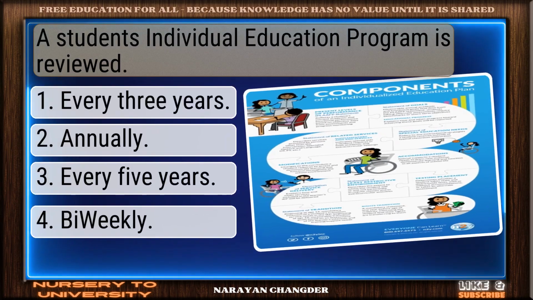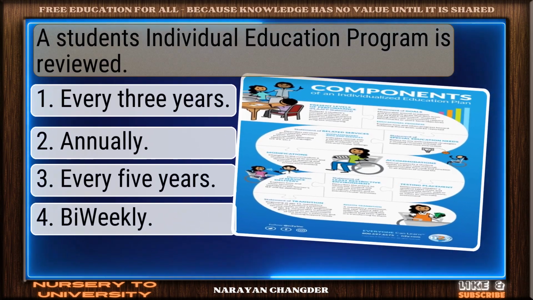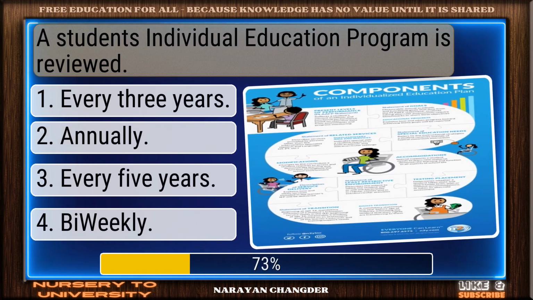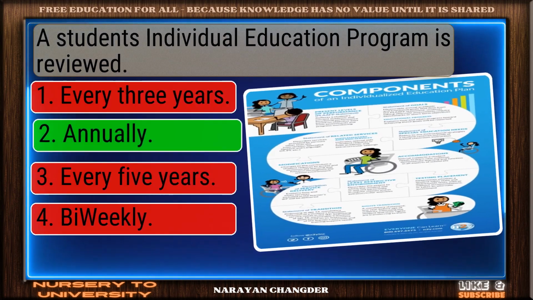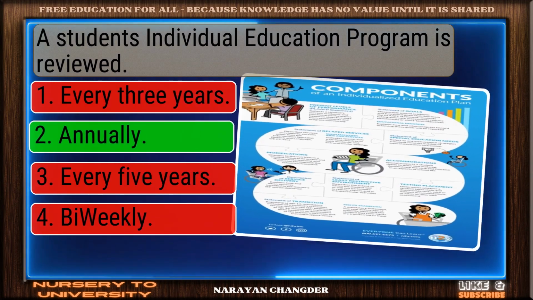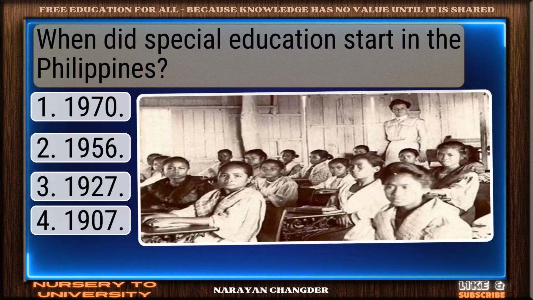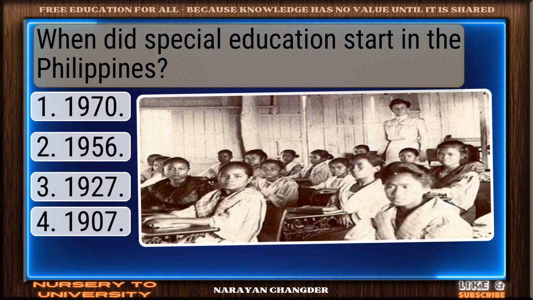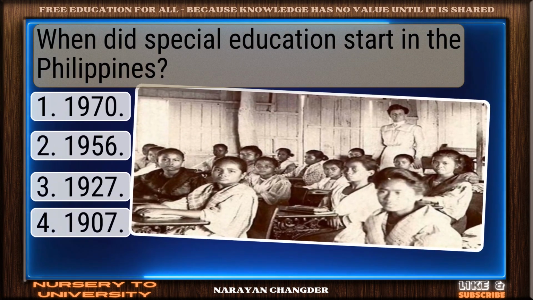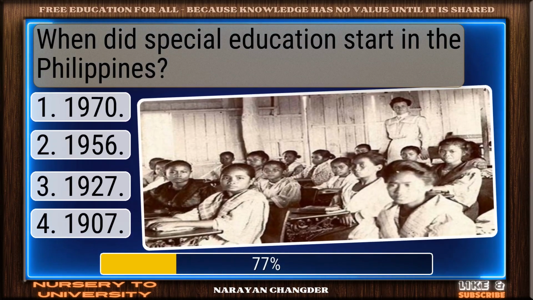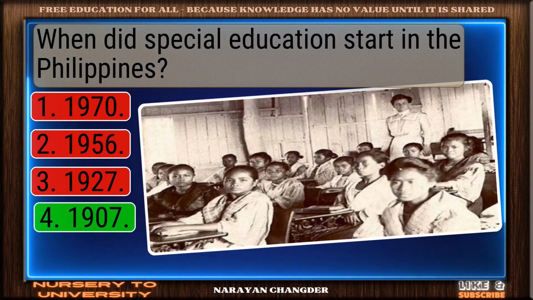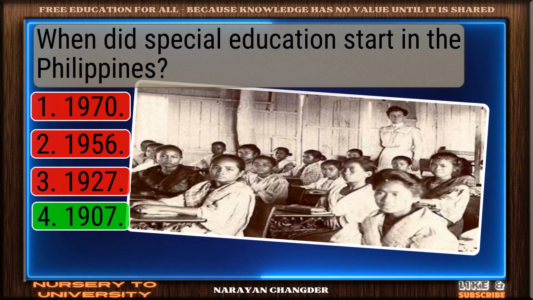A student's individual education program is reviewed dash. Excellent choice. Annually is the right answer. When did special education start in the Philippines? Good thinking. 1907 is the right answer.